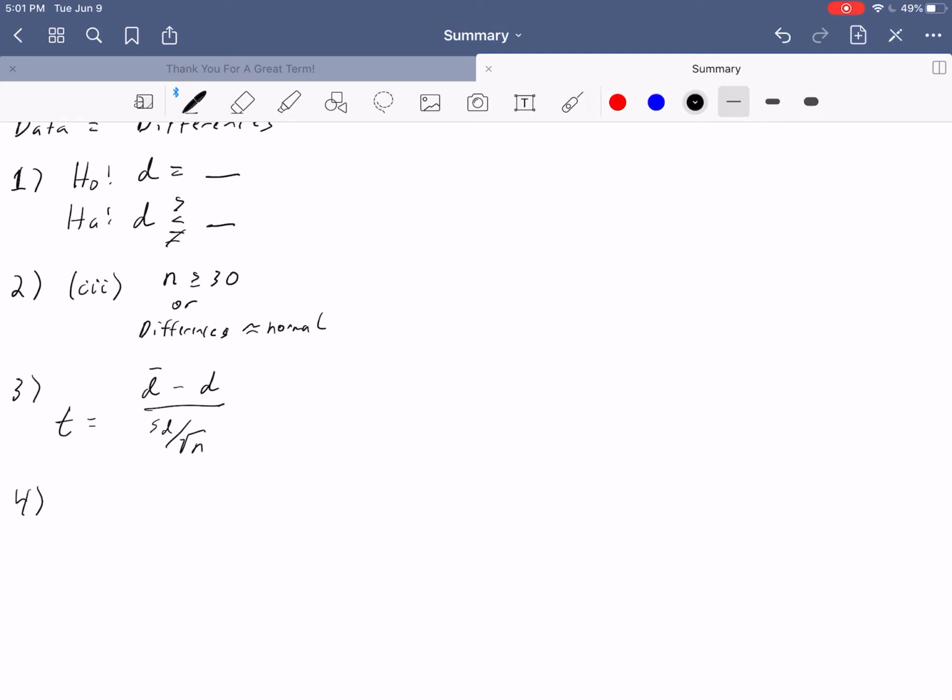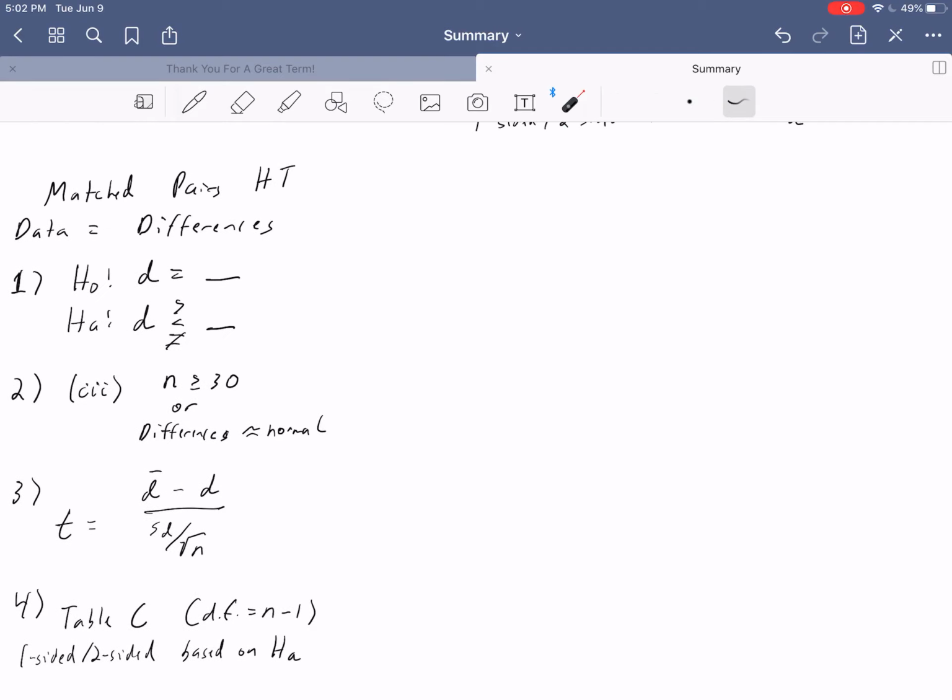Then, for step 4, we would still go to table C, still use degrees of freedom equal to N minus 1, and then one-sided or two-sided based on HA. Okay. All right, there's our matched pairs.